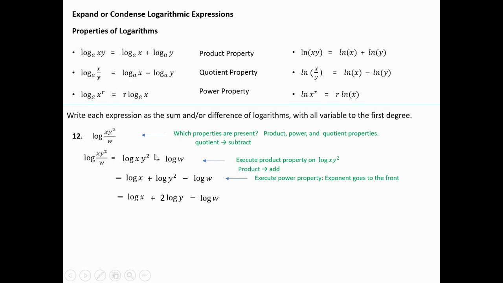So again, this is step by step. And the observation was, if you have 3 variables, you can have 3 different logs. If you have multiplication, it's going to be addition. You have division, it's going to be subtraction. And if you have exponents, the exponents will go to the front, like they did here. So this is my solution here.